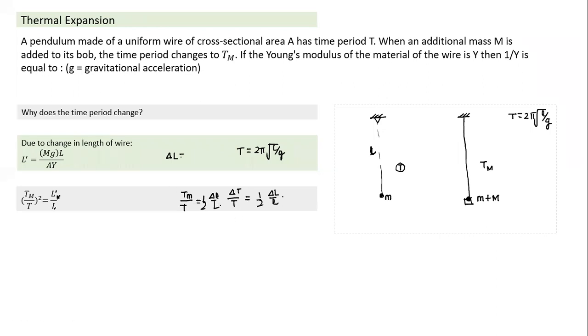Sir, how is Tm the delta T? It should be the final T value, right? Just a second. I think this is not a change in time period, not a change in real time. So basically, in this case, just one minute.